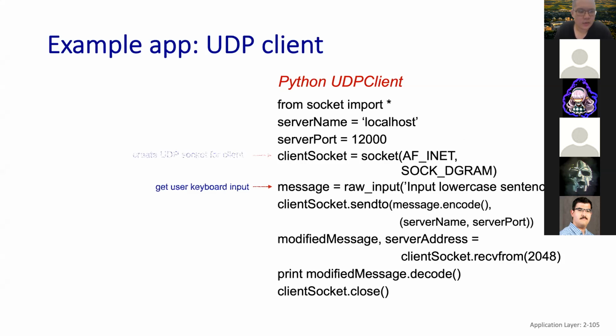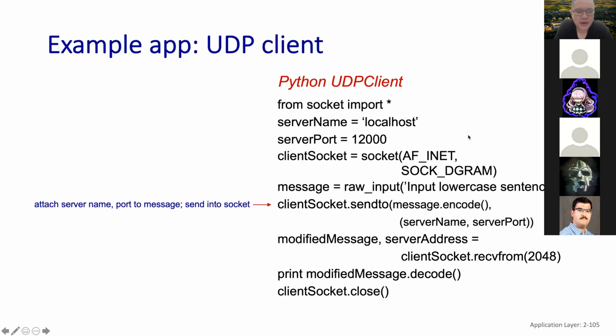Okay, and then we can see the get user keyboard input. After that, because you are a client, you have to ask a user or yourself to input something. Based on our application description, the client side inputs some sentence, some characters, and sends those characters, or datagrams, to the server side, and the server converts them. So first you need to get some characters on the client side. And after that, you attach the server name and port to the message, and send it into the socket.